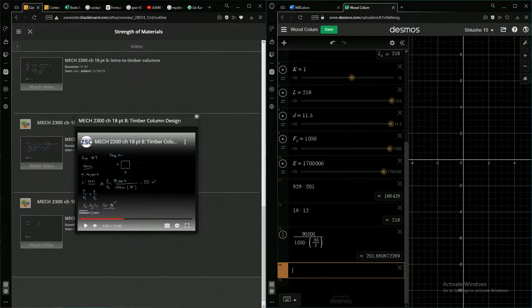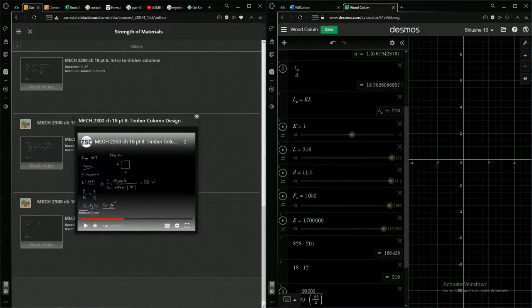Okay, so we have LE over D. D stays exactly the same because that's the same area. Give me a minute. This takes big think to do this.